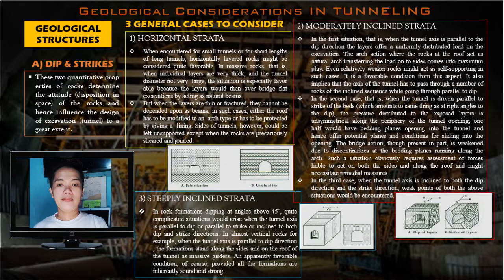The last one is the steeply inclined strata. In rock formations dipping at angles above 45 degrees, quite complicated situations would arise when the tunnel axis is parallel to dip or parallel to strike or inclined to both dip and strike directions. In almost vertical rocks, for example, when the tunnel axis is parallel to dip direction, the formations stand along the sides and on the roof of the tunnel as massive girders. An apparently favorable condition, of course, provided all the formations are inherently sound and strong.